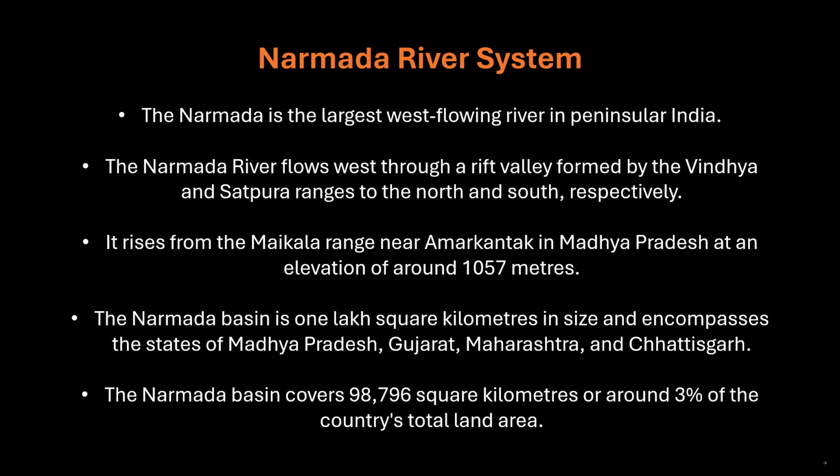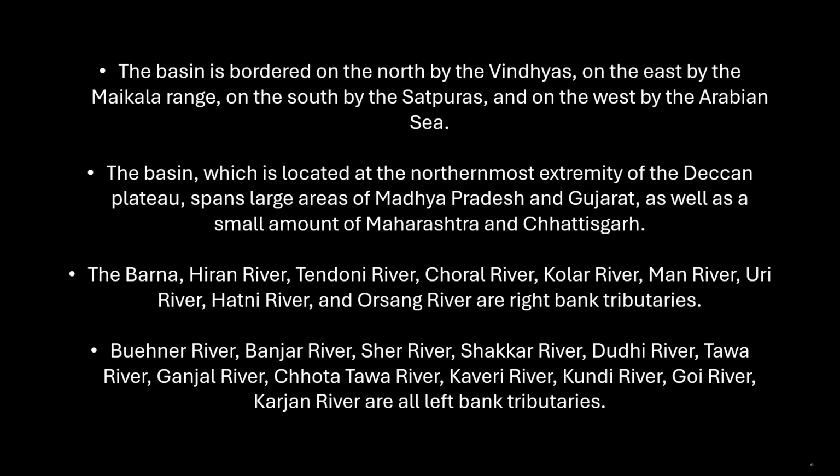The Narmada Basin covers 98,796 square kilometers, or around 3% of the country's total land area. The basin is bordered on the north by the Vindhyas, on the east by the Maikala Range, on the south by the Satpuras, and on the west by the Arabian Sea. The basin, which is located at the northernmost extremity of the Deccan Plateau, spans large areas of Madhya Pradesh and Gujarat, as well as a small amount of Maharashtra and Chhattisgarh.